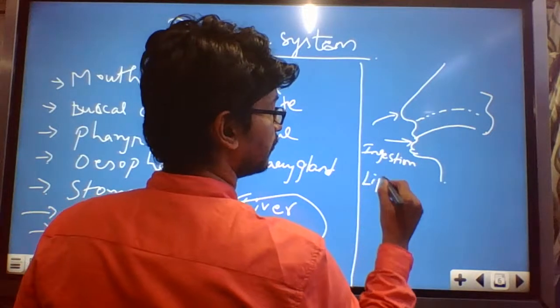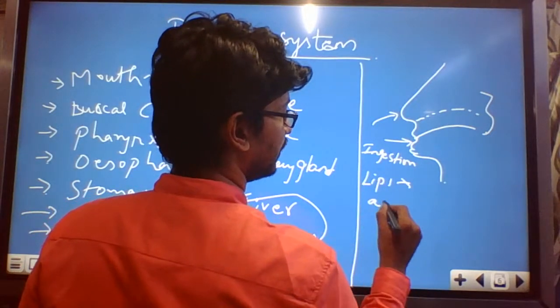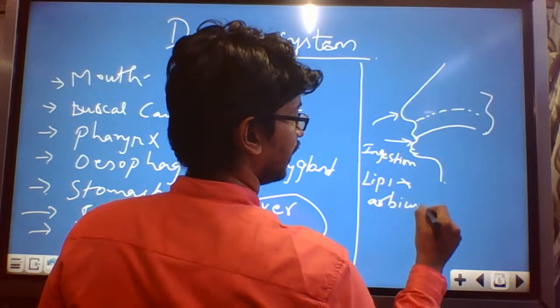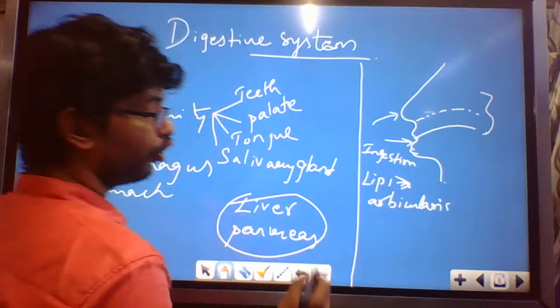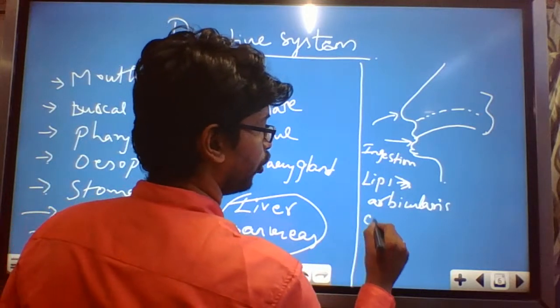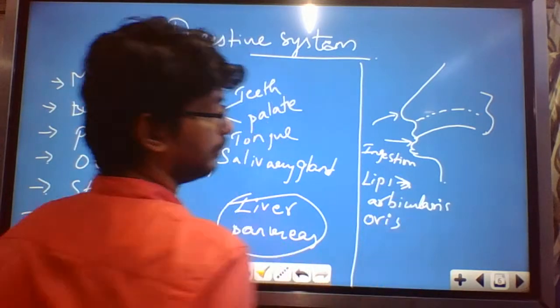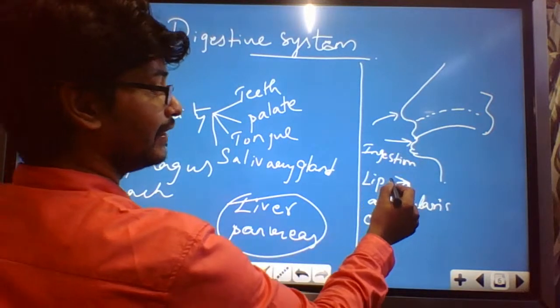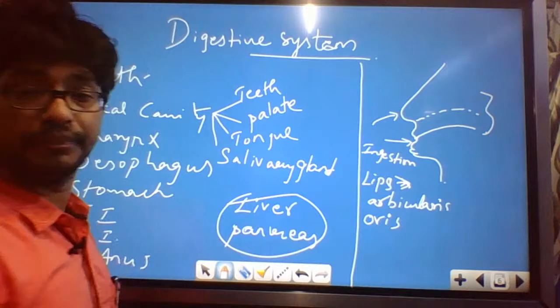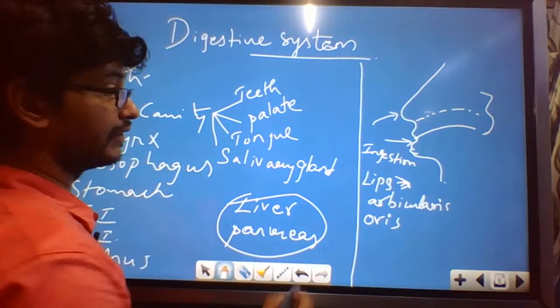The muscle in the lips, what type of muscle is it? Orbicularis. It is orbicularis oris. This is the type of muscle that you can see in the lips. So the upper lip and the lower lip, and then the mouth starts, right?